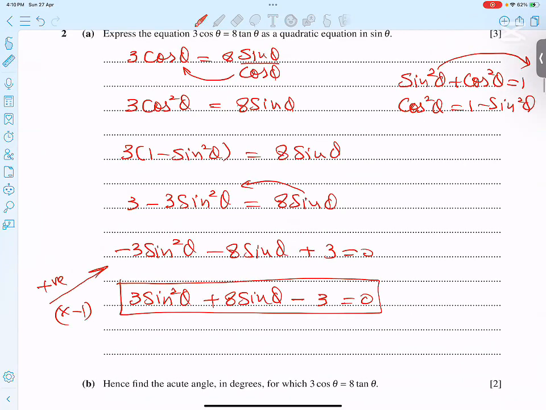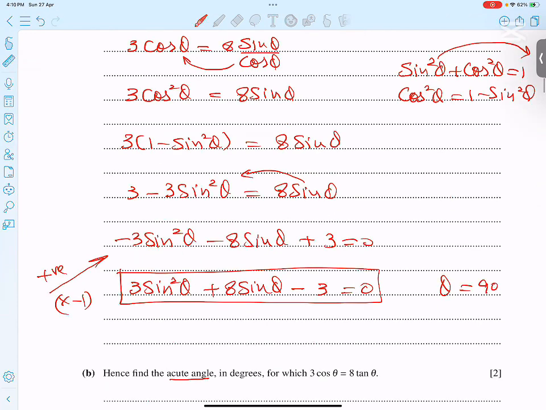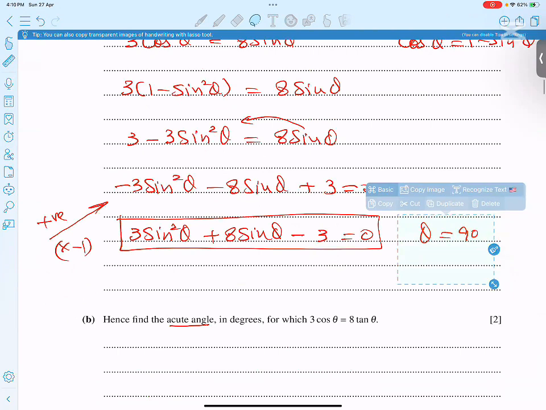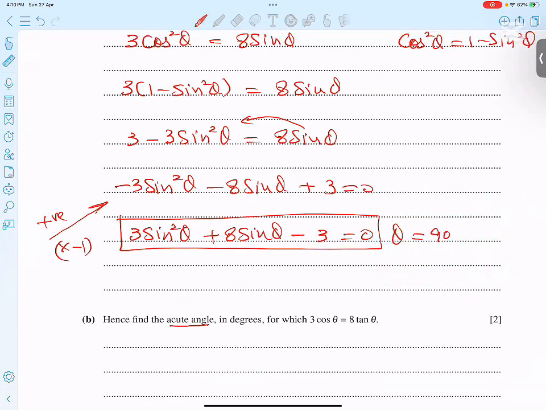He said, find the acute angle, so make sure it is acute. All of you must be familiar with this idea. If it is equal to 90, it's called a right angle. Let me write all situations. If it is less than 90 degrees, it is called acute. If it's more than 90 degrees, it's called obtuse. And if more than 180, it is called reflex. So don't forget it.